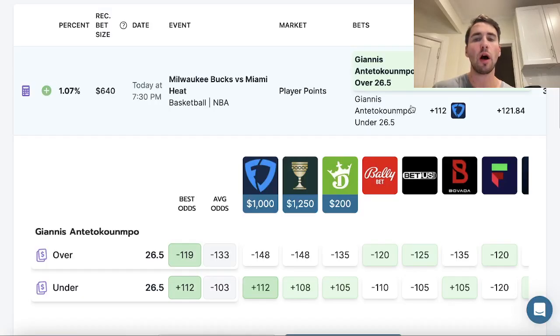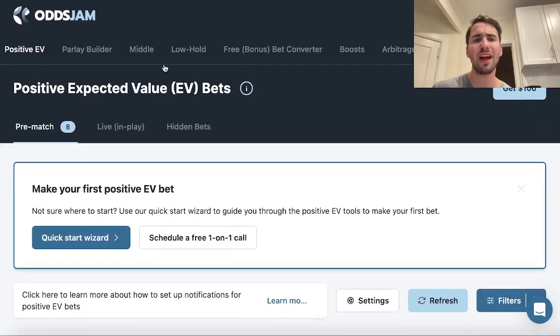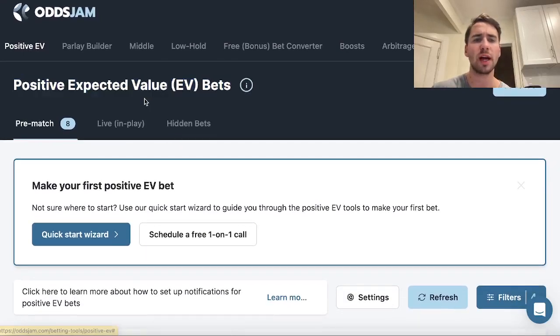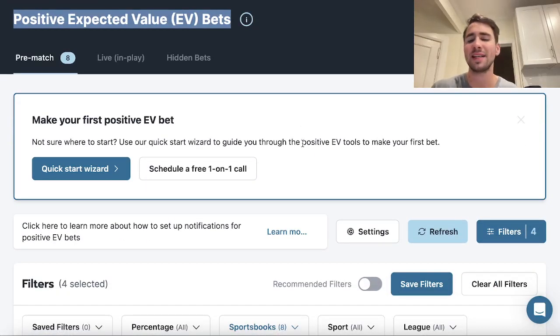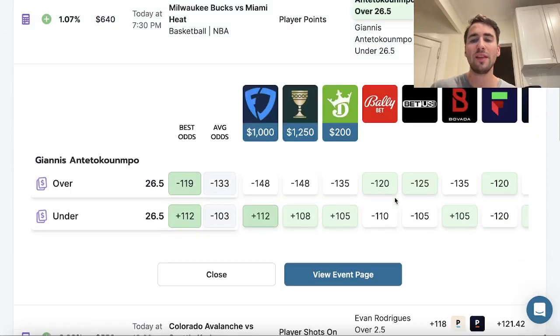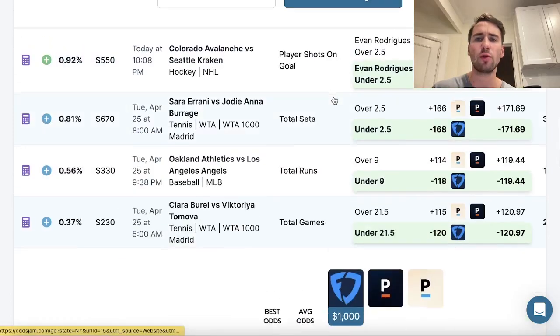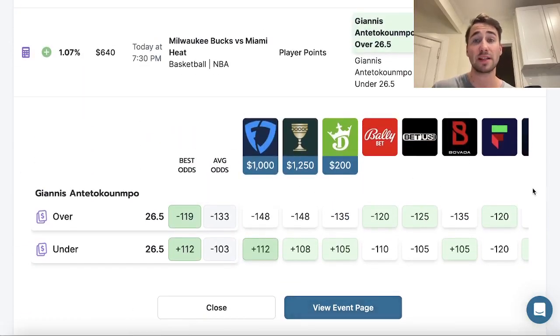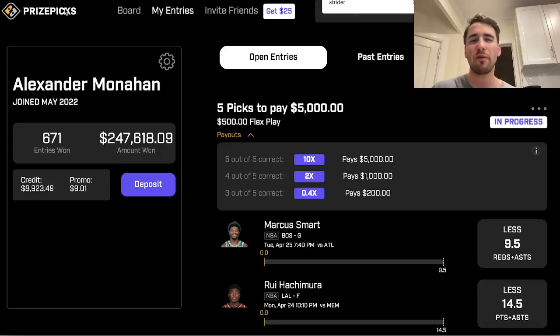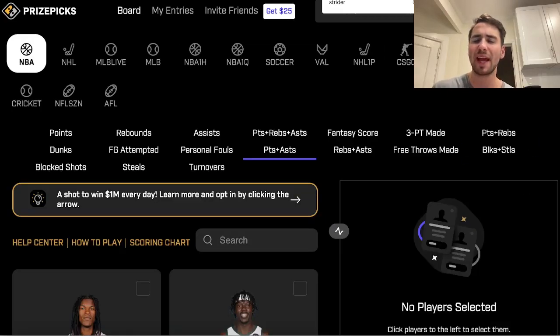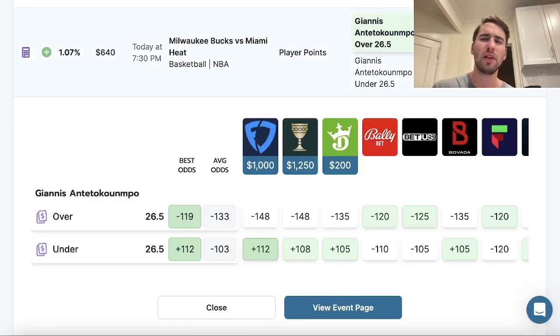So to continue on, another tool I use to find value on PrizePicks is called the OddsJam Positive Expected Value, Positive EV tool. And the way this tool works is pretty simple. It'll show you bets on sportsbooks like FanDuel, but also bets on PrizePicks. Right? So I've broken this down before, but if you look at PrizePicks, you may get confused, right?